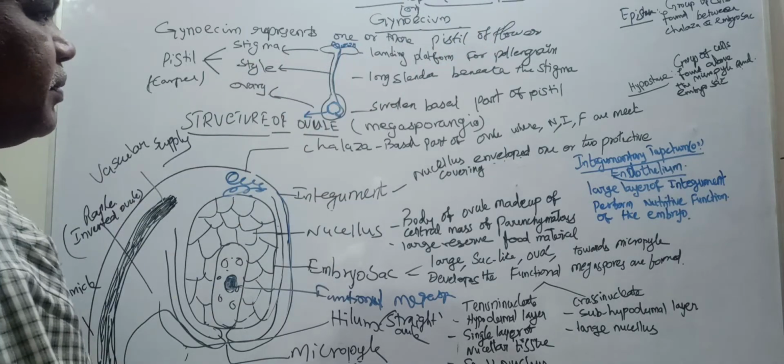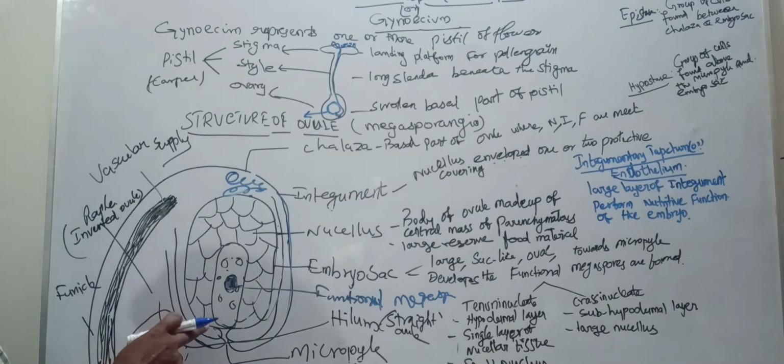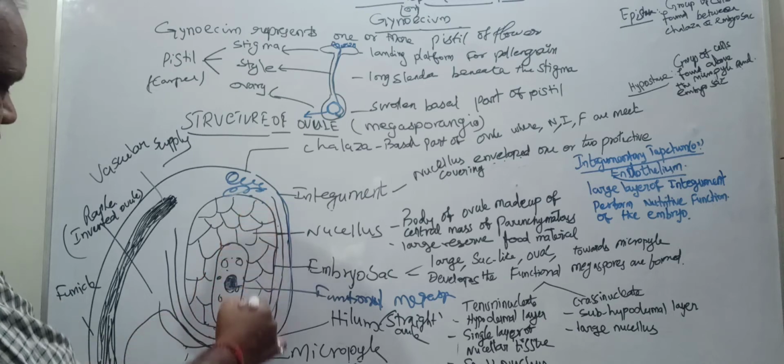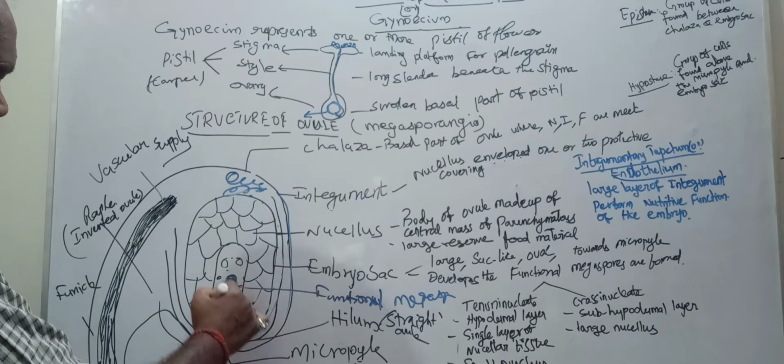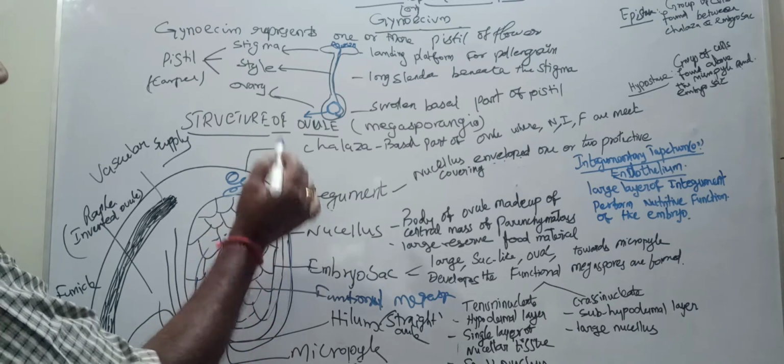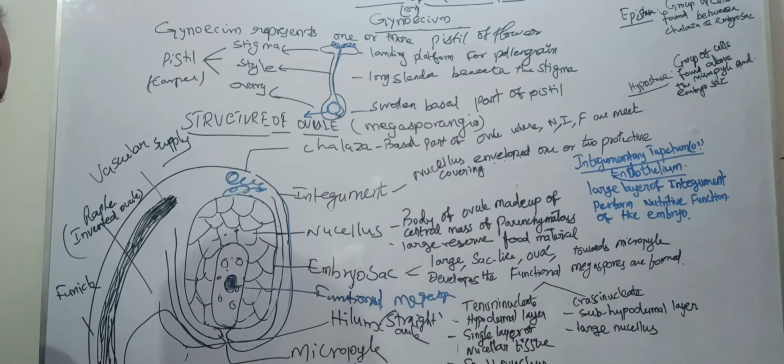What is the meaning of hypostase? It is a group of cells formed above the micropylar end, near the embryo sac. That is called the hypostase. Okay students, thank you.